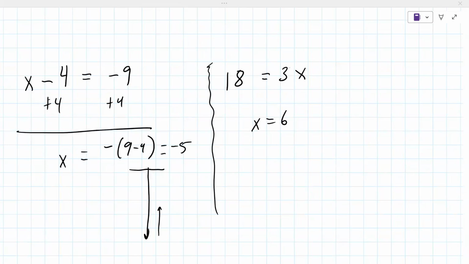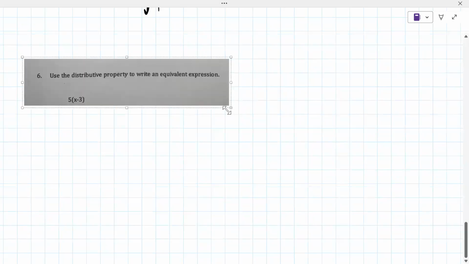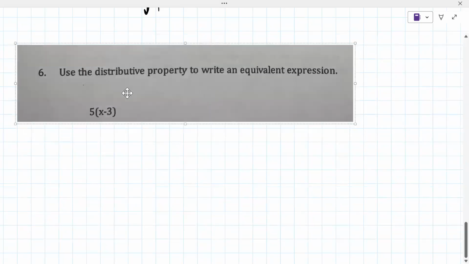What I'm going to do, we're going to do this a little bit out of order. We're going to do 6 next, and then we're going to go back and do some other stuff. It will make sense. This is how normally it would be taught in a classroom. It says use the distributive property to write an equivalent expression. So distribute means to give out. Everyone gets the same thing. So this 5 is going to go to both the x and the -3, and you're multiplying.